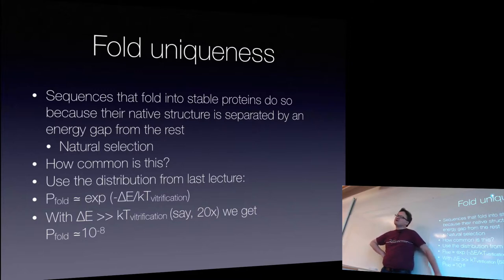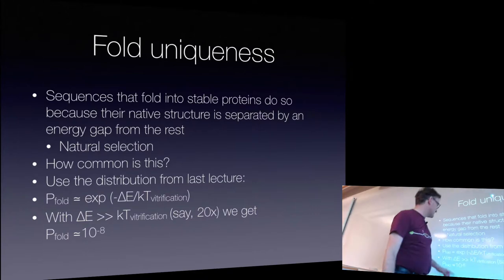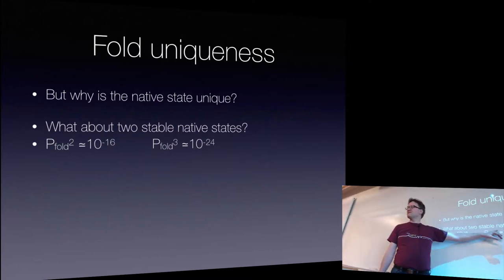And this also starts to hint at the point, why are proteins unique? Do proteins have to be unique? Couldn't you imagine having two such states? So what would the probability be of having two such states? Yeah, but how much lower? 10 to the power 16, maybe. Roughly, right? Because if they're independent probabilities, the probability of one state having that energy is that low, the probability of having another state that has that low energy is roughly the same. And if they're independent, we should just multiply the probabilities. So maybe 10 to the minus 16. If there are three such states, 10 to the minus 24. We're starting to be fairly low now, right?